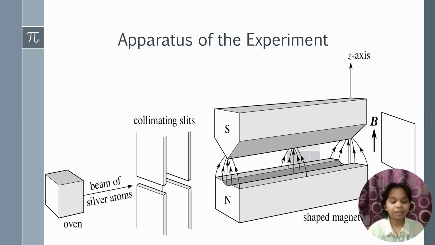Then the next part of the apparatus is the collimating slits. The beam of the electrons or the beam of the atoms will pass through these slits. And the next part of the apparatus is the magnets and then the screen, which will finally observe and record the observations of this experiment. Now we will see in a detailed way the role of each and every item in this apparatus.